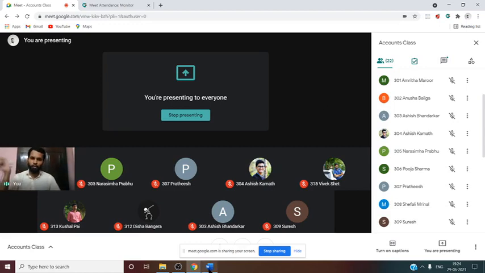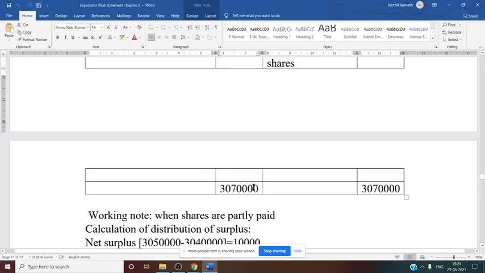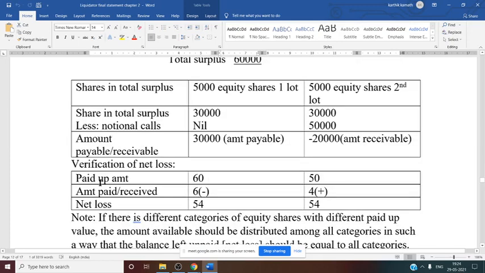One more working note we need to do, that is nothing but the verification of net loss. So now you have to write the paid up amount. For the first category of partly paid share, what is the paid up amount? That is directly given in the question, that is 60 rupees. For the second category of partly paid share, what is the paid up amount? That is 50 rupees. That is also mentioned in the question if you see the liability side.